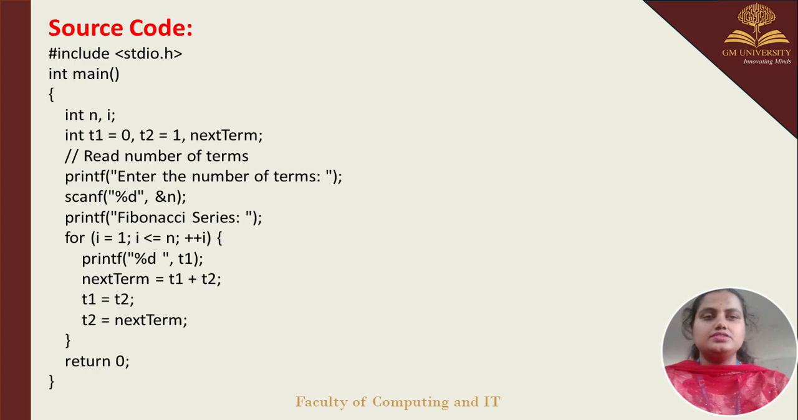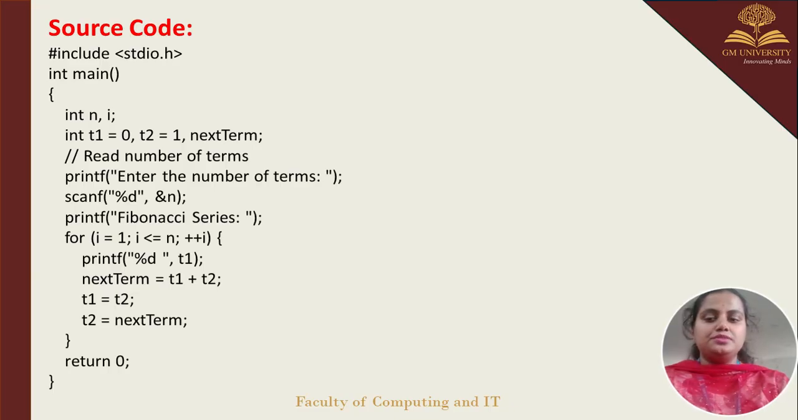Now let's look at the source code using the C program. Here we declare variables and initialize the first two terms of the series. We prompt the user to take the input here. For the condition we are using: for i equal to 1, i less than or equal to n, i plus plus.